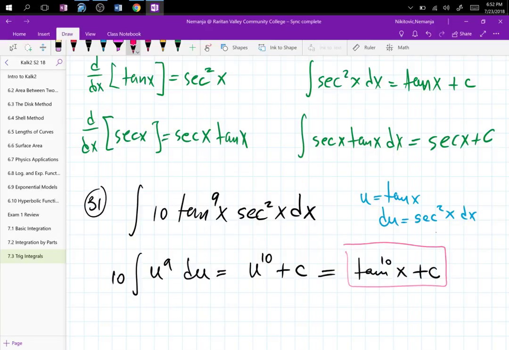Now let's say you care. What would you do? You would check it, right? If you care, you would check it. So when you take the derivative of tangent to the 10, you get 10 tangent to the 9 times the derivative of the inside, and the derivative of the inside is secant squared. It gets to be exactly the problem we had over here.